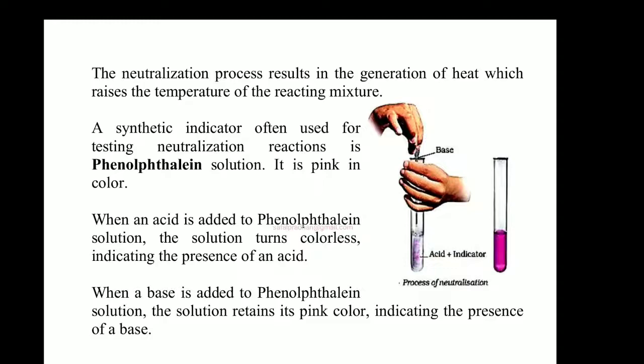If we add base in this phenolphthalein indicator, then it will not change its color. That means in base, there is no change in color in phenolphthalein. When we take phenolphthalein in a test tube and add acid in it, it suddenly becomes colorless, like water. Like water, it will become colorless.